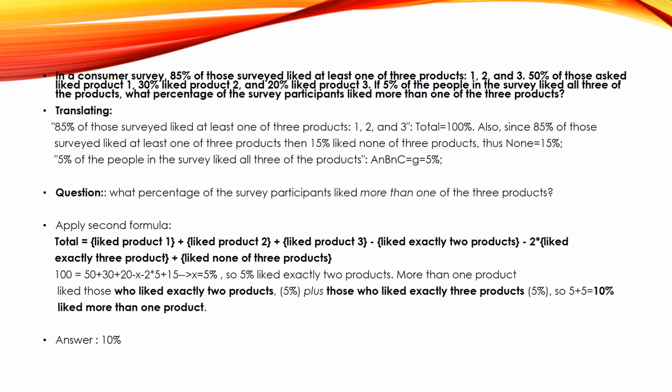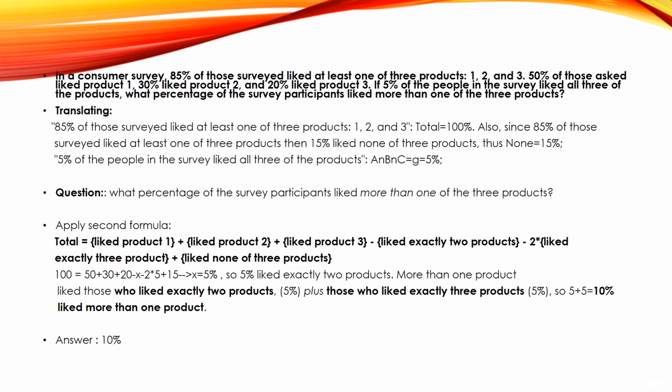You apply the second formula. The total would be like product 1 plus like product 2 plus like product 3 minus like exactly 2 products minus 2 times like exactly 3 products plus like none of the 3 products. So it would be 100 is equal to 50 plus 30 plus 20 minus x minus 2 times 5 plus 15, which would be x is equal to 5%. So 5% liked exactly 2 products.